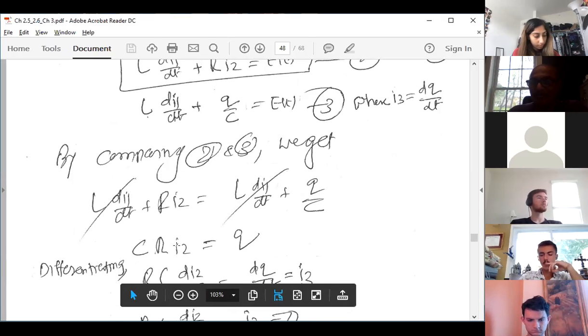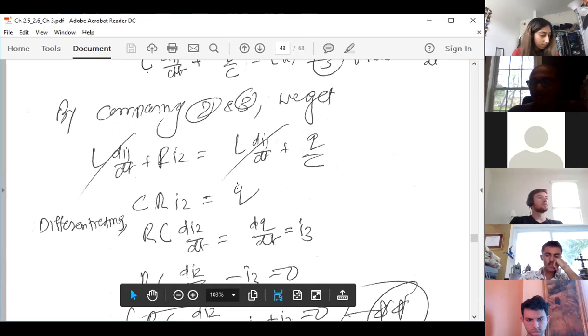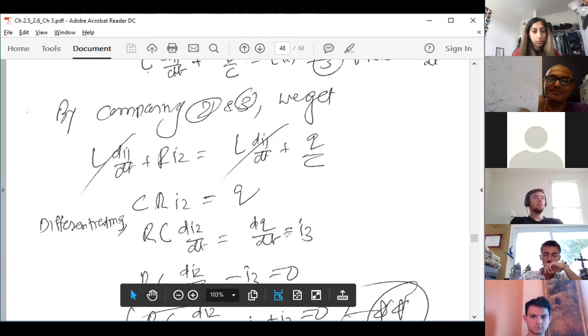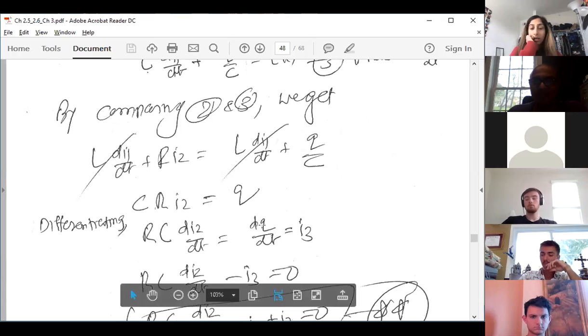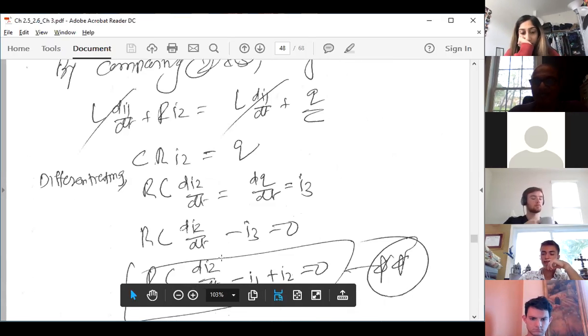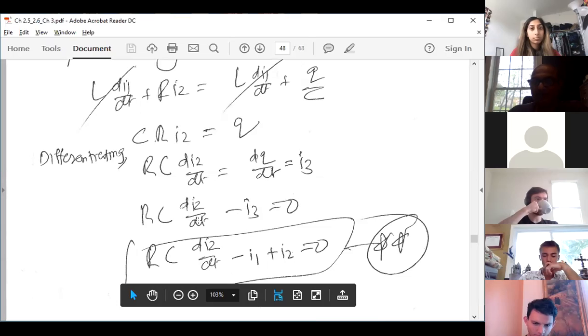But I want actually di2 by dt. So let me take the derivative throughout. So RC di2 by dt equal to dq by dt. And dq by dt is a derivative, that is nothing but i3 in the condition. Look at here, second equation, where i3 equals dq by dt. So this dq by dt is replaced by i3. Send this i3 to the other side. And I think that's it. RC di2 by dt minus i3 equal to 0.